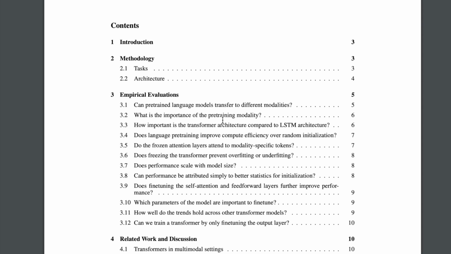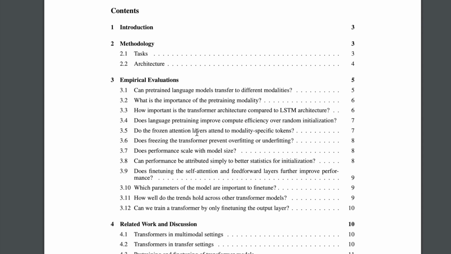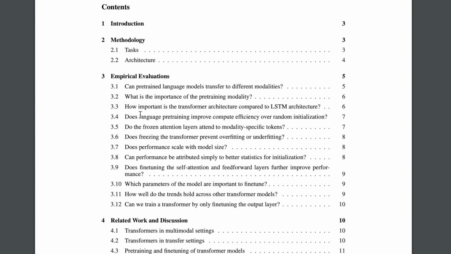Then how important is the transformer architecture compared to the LSTM architecture? How much is the transformer really this new architecture that seems to be changing everything in deep learning? How important is this particularly for the success? The next question is, does language pre-training improve compute efficiency over random initialization?